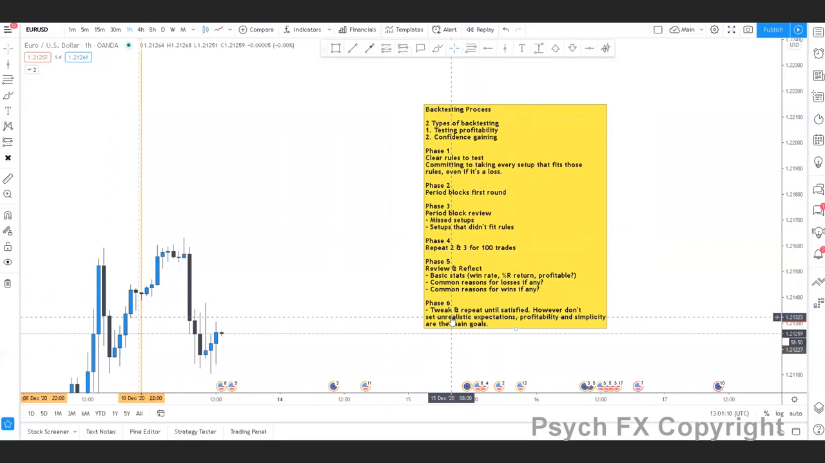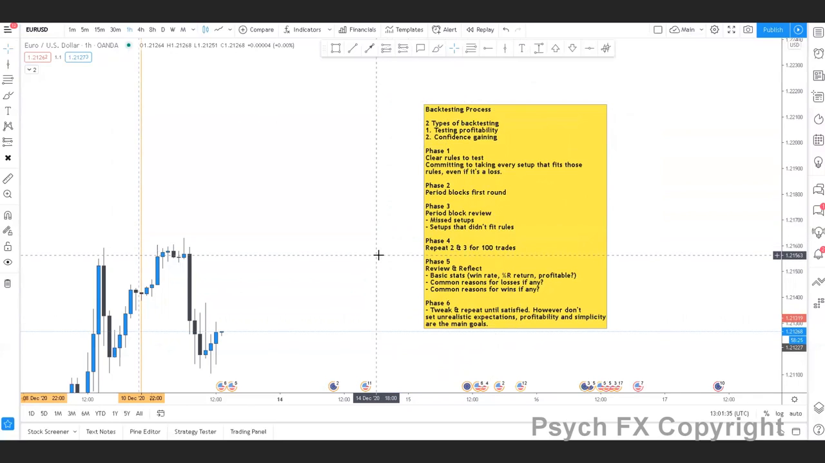This is the final phase. So we assume that we've got something profitable here, but if we don't, then we're on phase 6 anyway. And this is tweak and repeat until satisfied. It's important here that you don't try and reach for ridiculous expectations based on your strategy. For example, if you've got a 1 to 4 risk reward and you have a 40% success rate, that is extremely good. That is absolutely incredible as a return as a trader.